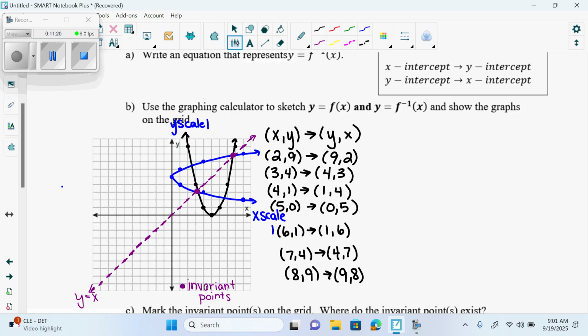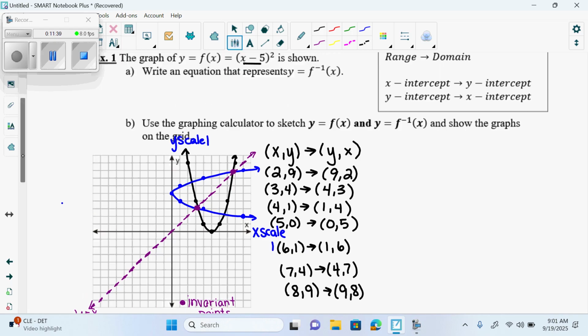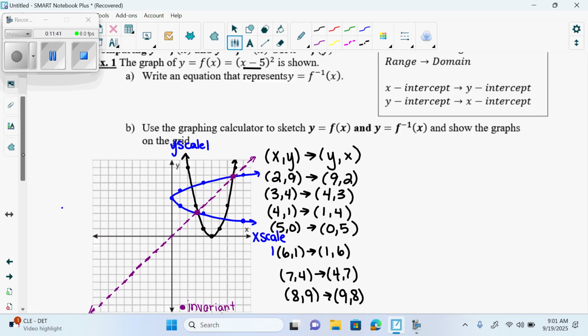Right now we're doing that, not this. Okay, A says write an equation that represents the inverse. So with the graphs particularly, you wouldn't have been able to, right? You'd have to just sketch. You'd have to determine the equation of the inverse in order to be able to put it in.